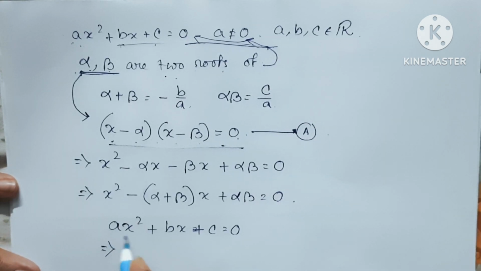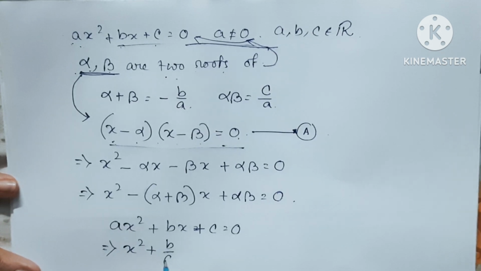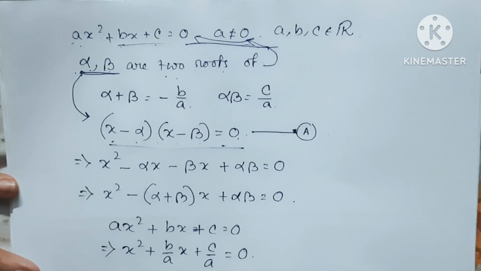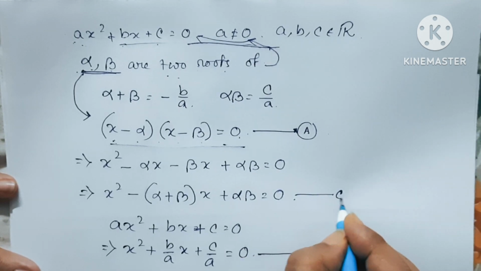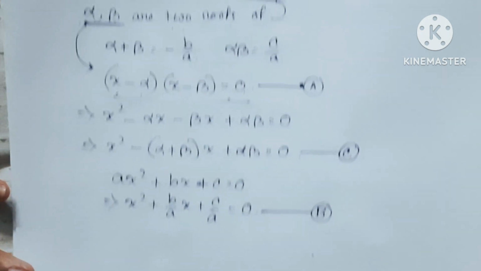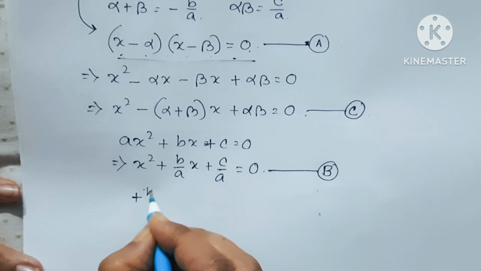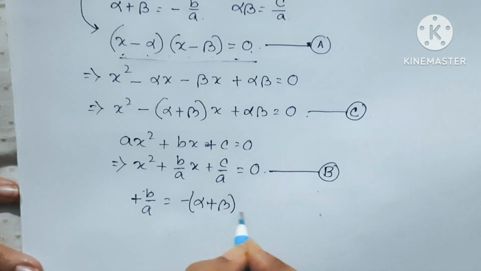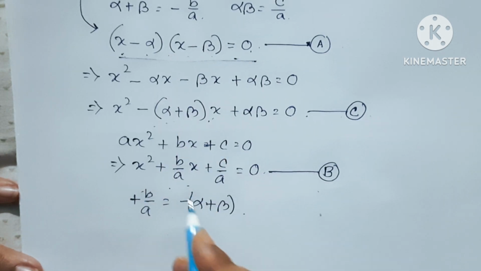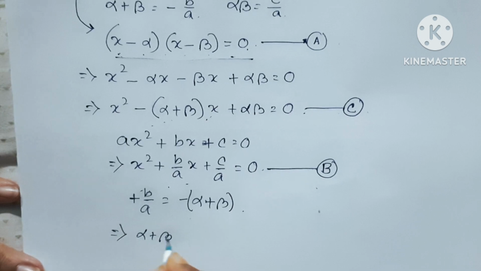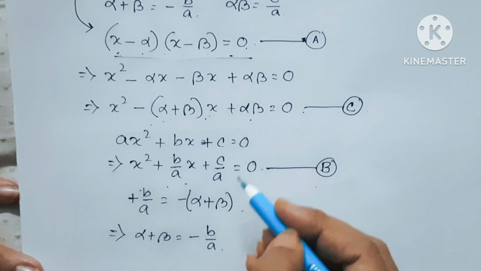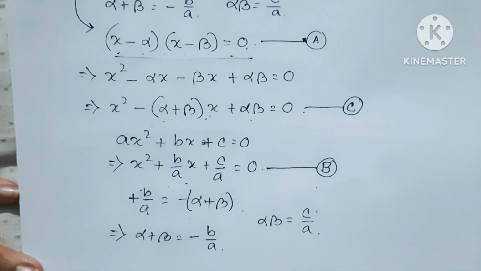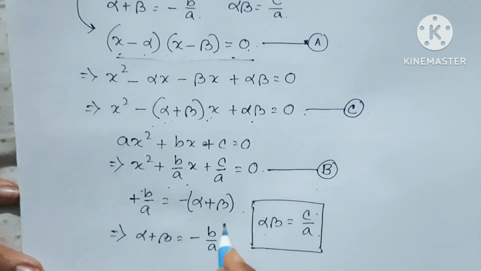Now if I divide both the sides by a, x square plus b by a x plus c by a equal to 0. Now if we compare this one, if we compare the coefficients of x, what will you get? b by a equal to minus (alpha plus beta), right? So from here you can say alpha plus beta, that means the sum of the roots of the equation, is equal to minus b by a, and if you compare constant terms, alpha beta equal to c by a. So the product of two roots will be c by a.